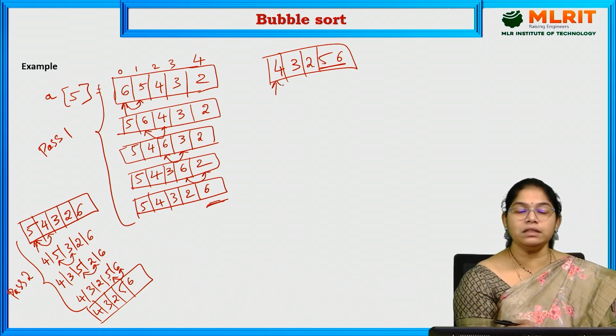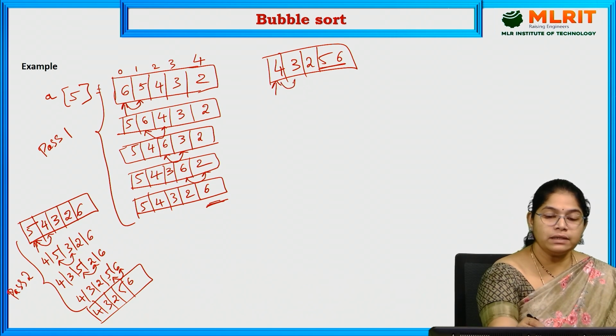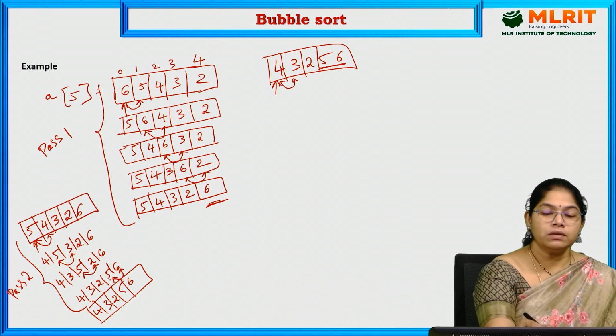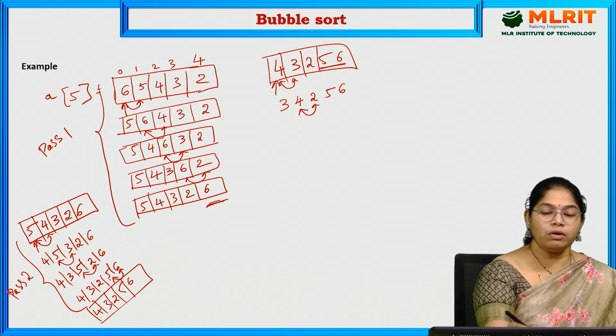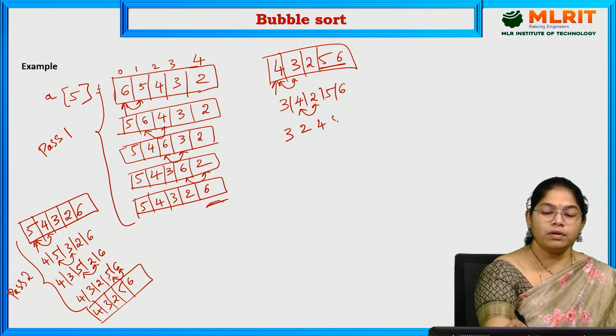We'll repeat this process until no swaps are needed. So we'll compare these two. They are not in the correct position, so swapping is needed. So it is 3, 4, 2, 5, 6. Again we'll compare these two. They are not in the correct position, so swapping is needed, giving 3, 2, 4, 5, 6.